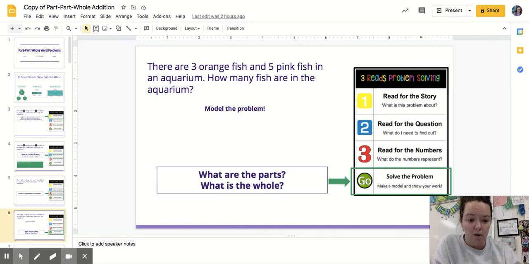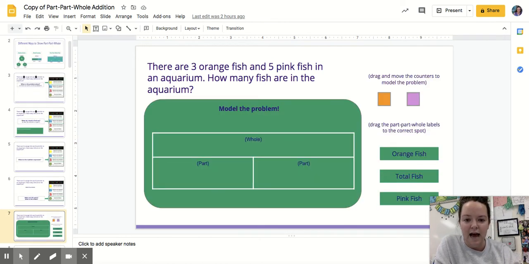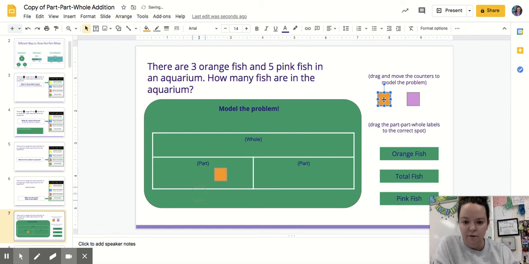Okay, so we can model this in a lot of different ways. We saw the number bonds, the parts, things like that. And so we're going to model it here on this little mat. So we know that there's 3 orange fish. So I'm going to use these little counters, and I'm going to move them over here to show 3. That's the part that I know. Now I'm going to use these 5 pink counters to show my 5 pink fish. So 1, 2, 3, 4, and 5.